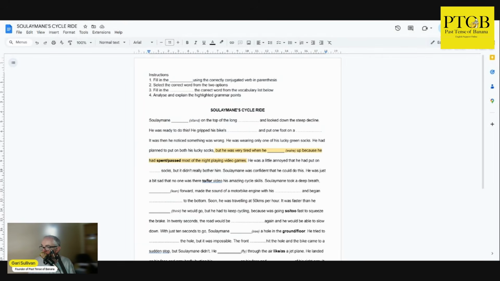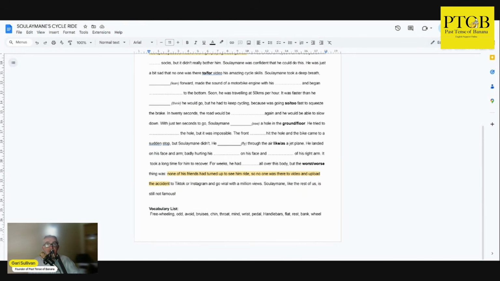So here we have spent, past, 2 and 4, ground, floor, so, 2, things like that. They would have to choose which is the right word for the sentence. And then also the third activity would be to fill in the dotted line with the correct verb form, the correct word from the vocabulary list below.